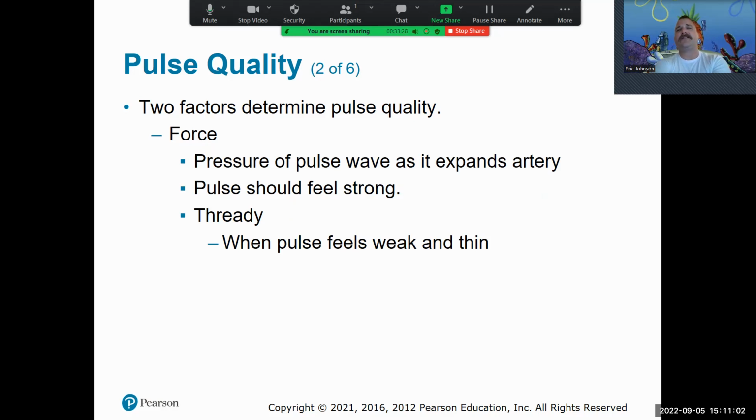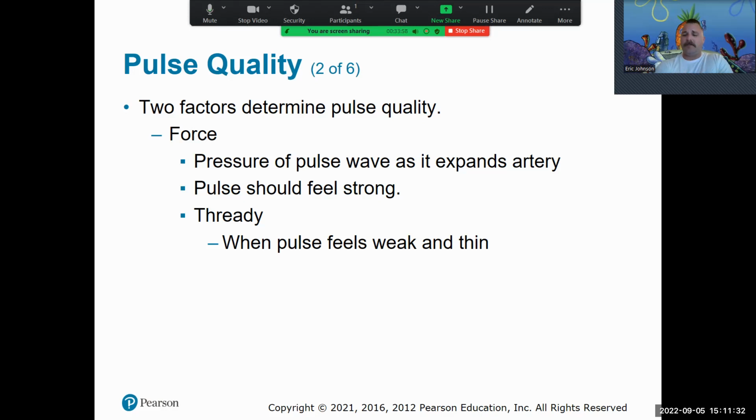The second factor about pulse quality is force. So force is something that we talked a little bit about earlier. We have blood that's being forced out of the heart into the arteries and then being sent through the rest of the body. The pulse should feel strong regardless of where we feel it. And we understand a little bit about pulse point locations, and we'll talk about those in the next few slides. But when we're looking at it, the further away from the heart, it should be, in theory, weaker.